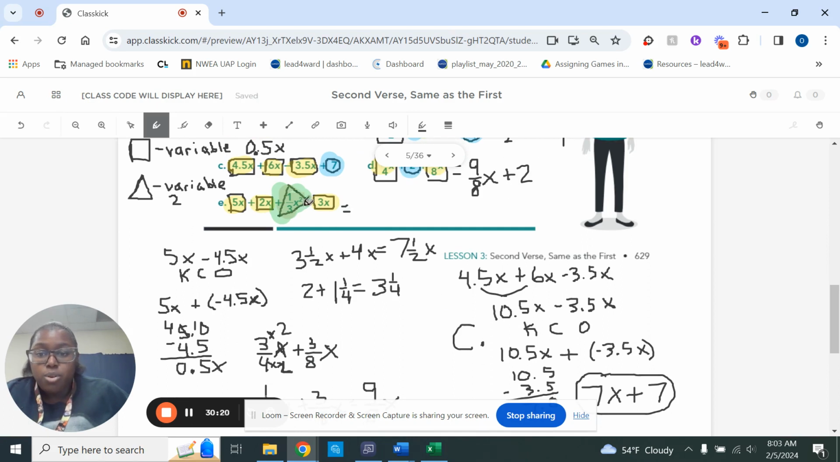Okay, for e, we only have one that's to the power 2. I told you I like to write mine in the progression of the variable with the highest exponent. So this is 1/3 x squared because there's only one of those. And then I have to figure out what this is.